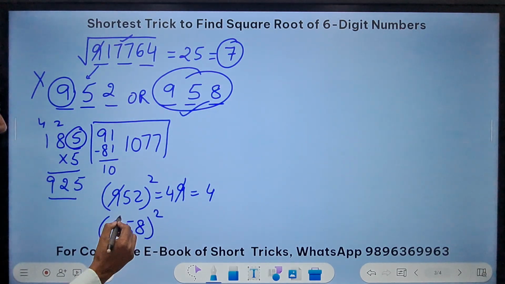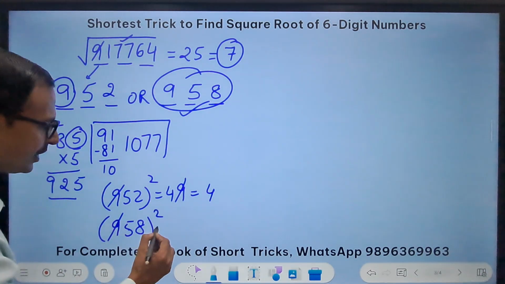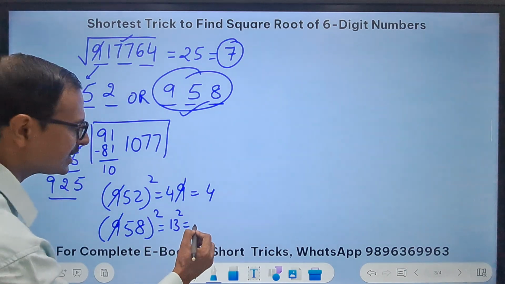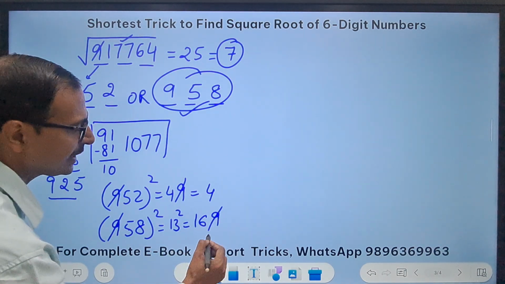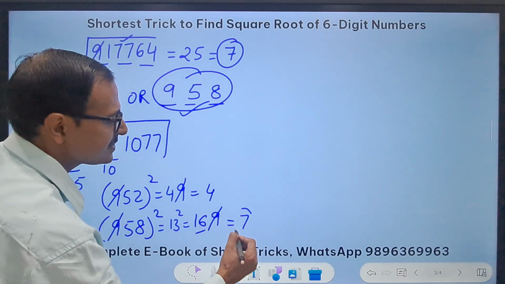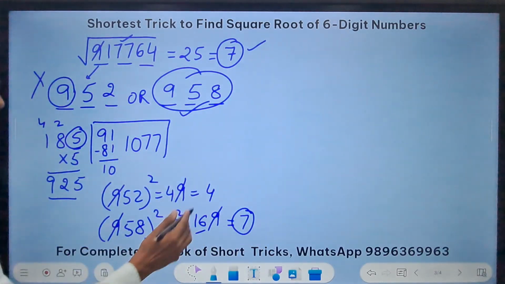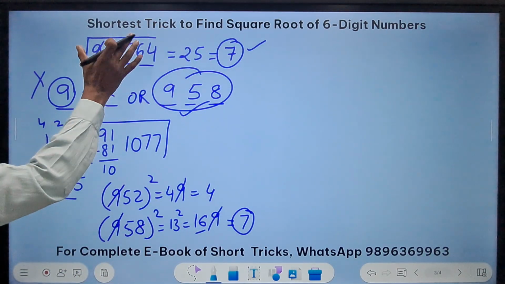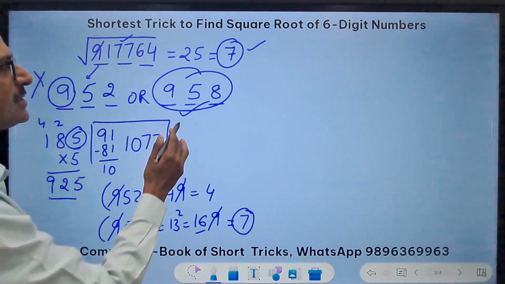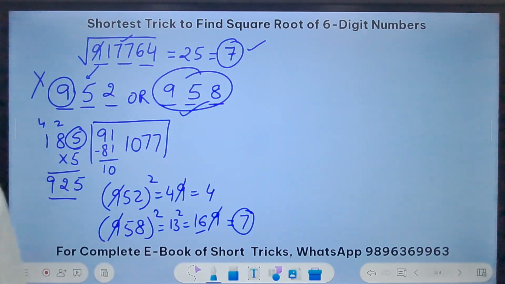958 square. 9 cancels out. 8 plus 5, 13. 13 square is 169. 169 means 9 cancels, and 6 plus 1, 7, which matches with the single digit of the number in the square root. So my answer is 958.